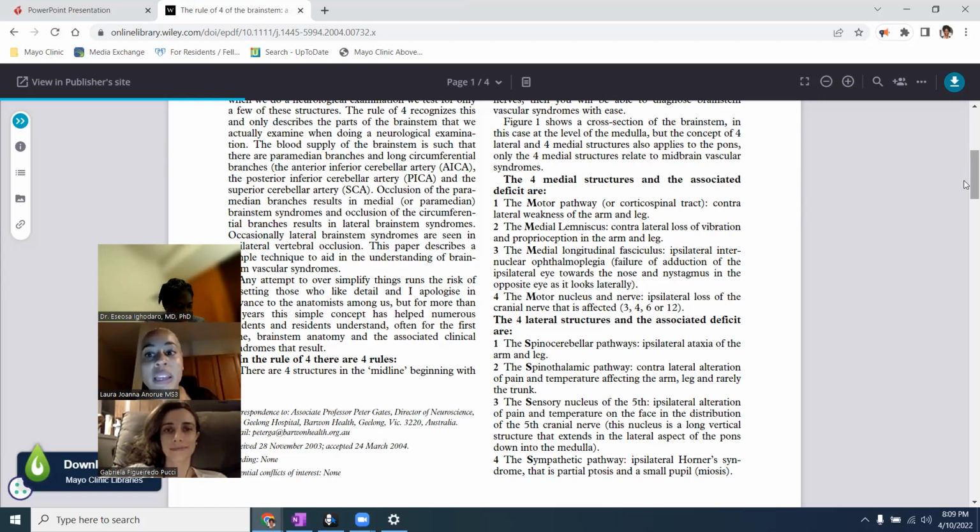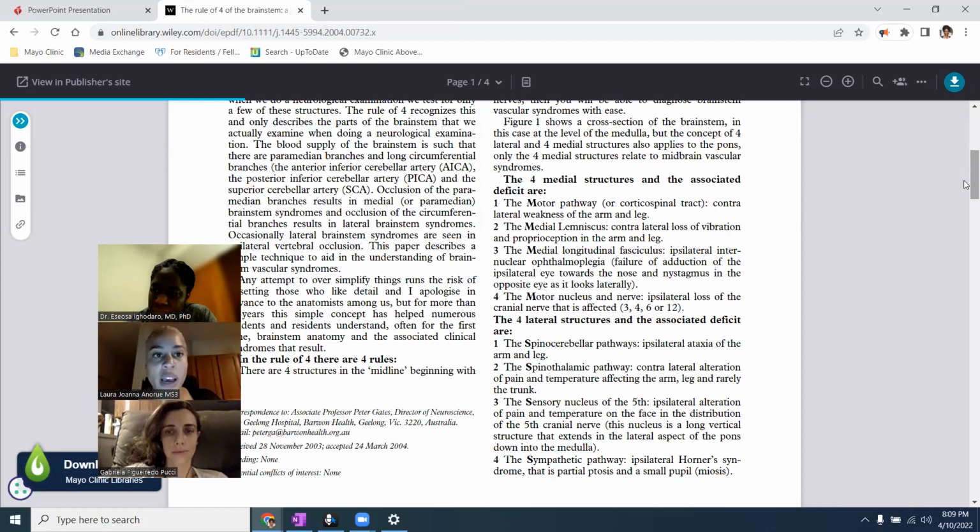To piggyback off what Gabrielle was saying, think medial, everything that starts with an M. Medial is going to be motor, medial lemniscus, medial longitudinal fasciculus, motor nucleus and nerve. And the lateral structures are going to be the S's: the sensory, the sympathetic, the spinothalamic, so pain and temperature there, and spinocerebellar, like the imbalance. So those are lateral.